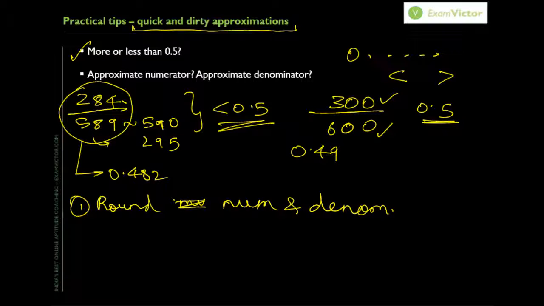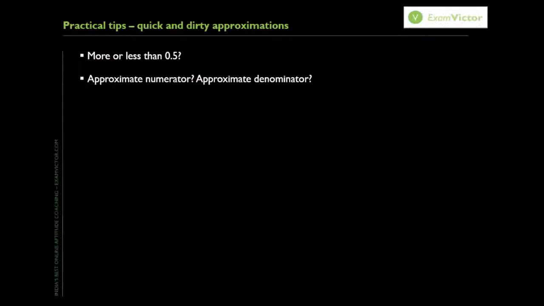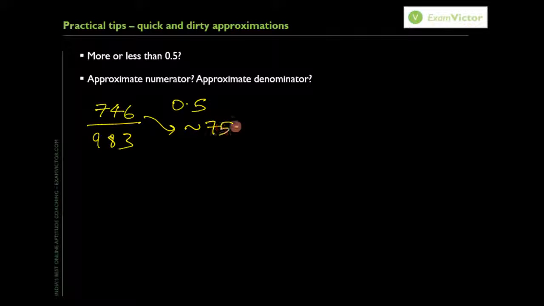Let's look at another example on the next page. How about another example? Let's cook up another two random numbers. Let's maybe look at 746 by 983. How would you very quickly and dirtily approximate this? Like we discussed, the first thing we should check is how it lies with respect to 0.5. This is something like 750 by almost 1000. The numerator is almost 750 and the denominator is almost 1000.